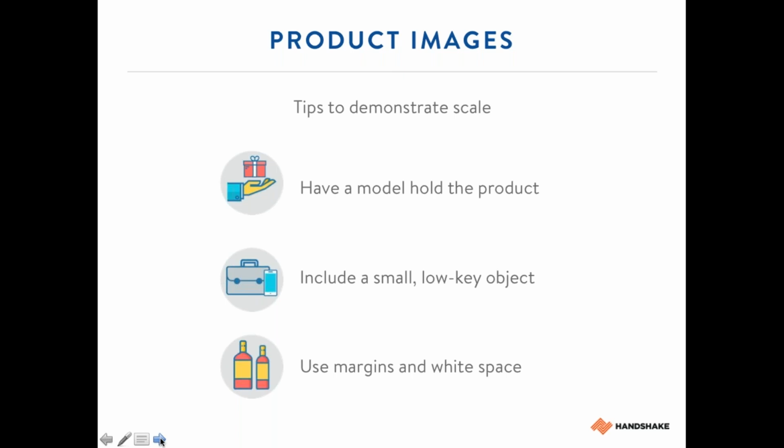Also, just know that this kind of scale image should be one of your alternate images rather than the primary image associated with the product. That first image should be the star, where the product is highlighted in its best light. And then this could be something near the end of that image carousel.